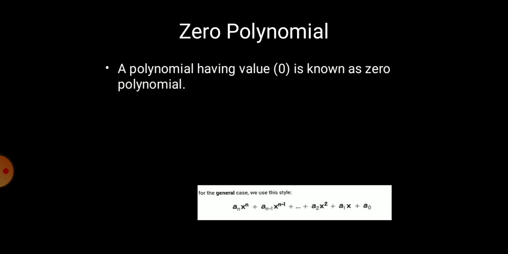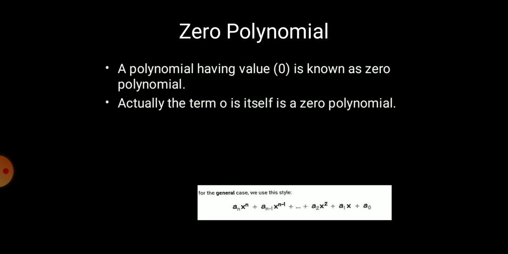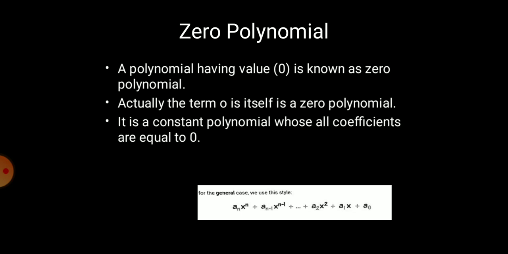Now let us see what a zero polynomial is. A polynomial having the value 0 is known as a zero polynomial. Zero polynomial itself is 0, or 0x square plus 0x plus 0 is a zero polynomial. When the coefficients of all the terms of a polynomial are 0, it is called a zero polynomial. Actually, the term 0 itself is a zero polynomial. It is a constant polynomial. Zero polynomial is a constant polynomial whose coefficients are all equal to 0.